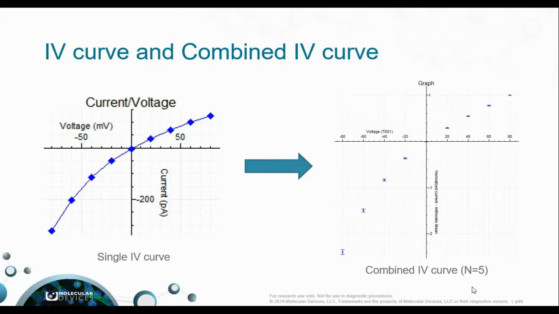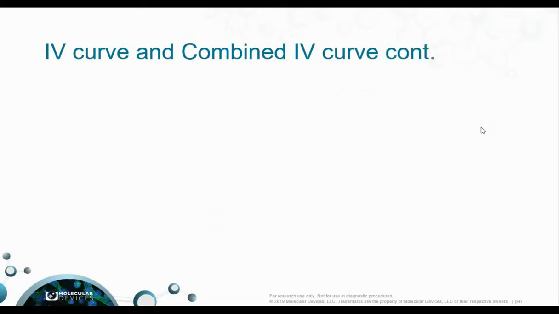Okay. Now, what I want to do in the next demonstration is plot the IV curve from many cells and combine the IV curves in one. For example, I have 5 single IV curves, and how can I combine them as one IV curve with the standard error bar? All right. So I'm going to show you some steps first, and then do the demonstration.